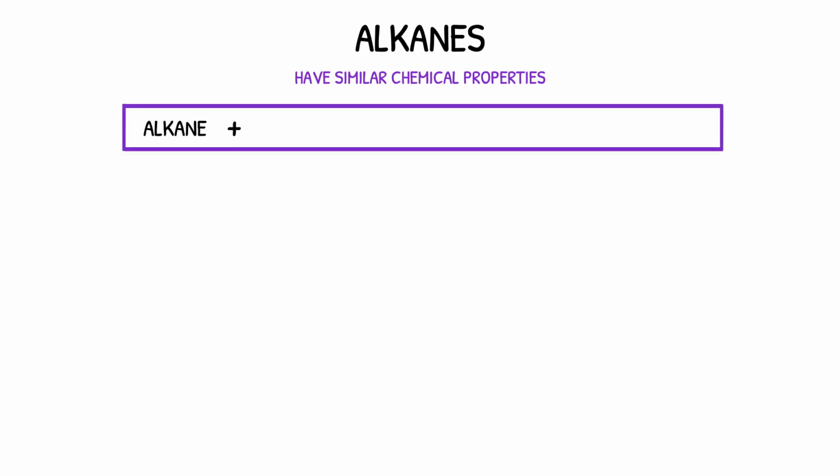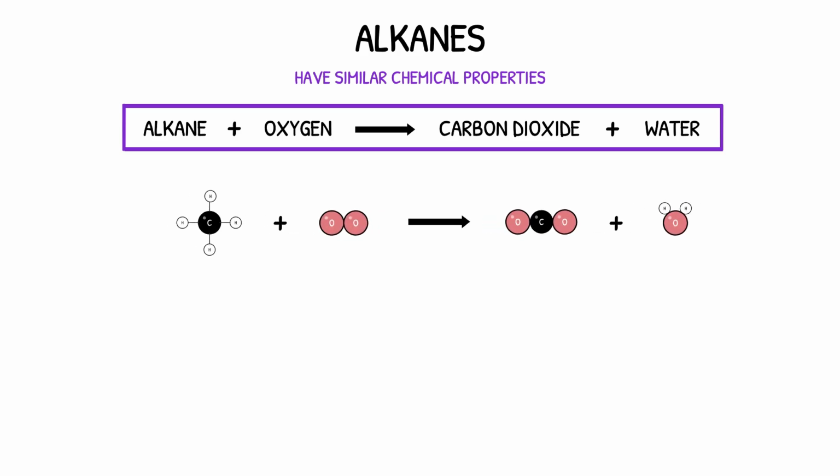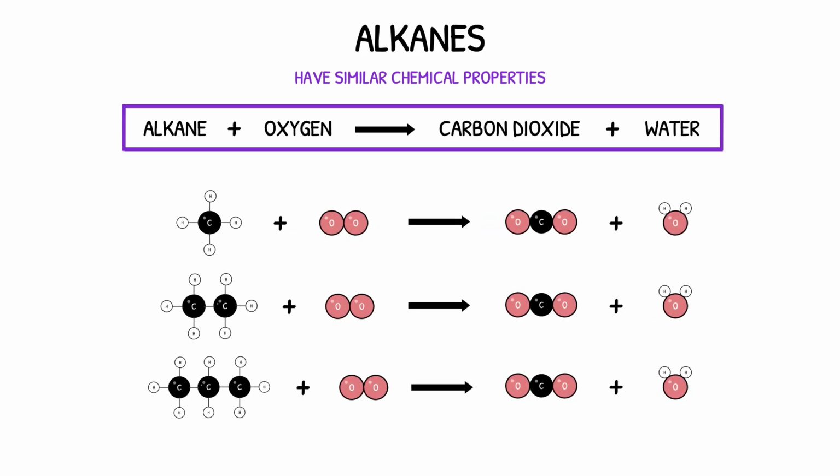As well as having similar physical properties, the alkanes react similarly in chemical reactions too. For example, when the alkanes react with a plentiful supply of oxygen, the products of the reaction are carbon dioxide and water. Here are the equations for the reactions of methane, ethane and propane with a plentiful supply of oxygen.